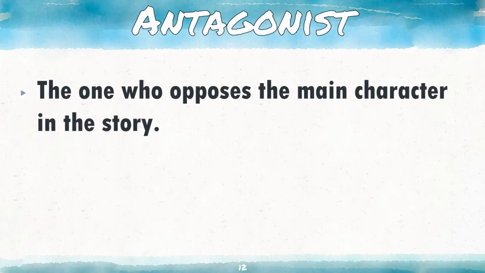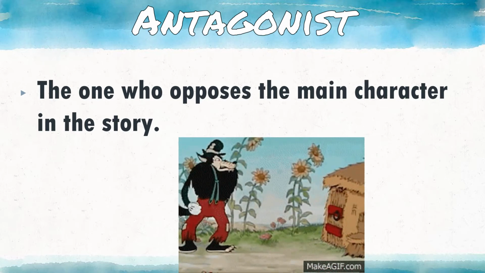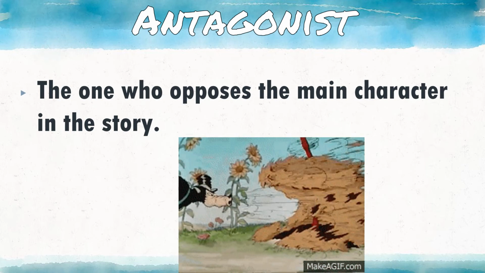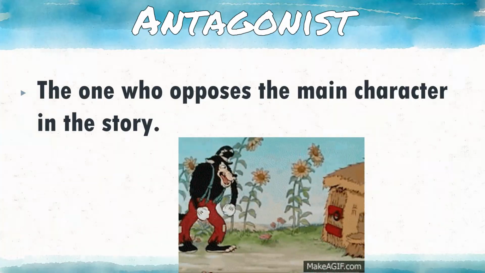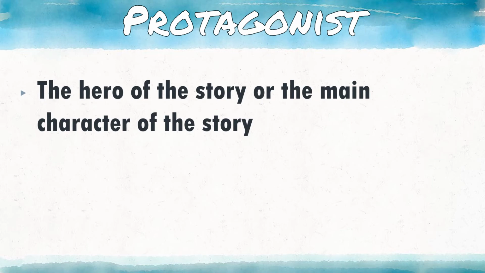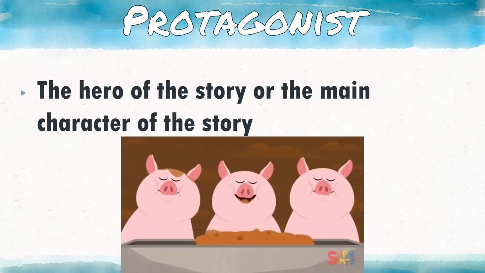There are two types of characters in a story. The first one is antagonist. Antagonist is the one who opposes the main character in the story. Who is the antagonist in our story? The big bad wolf. The second type of character is called protagonist. Protagonist is the hero of the story or the main character of the story. In the story, who are the protagonists? The three little pigs.